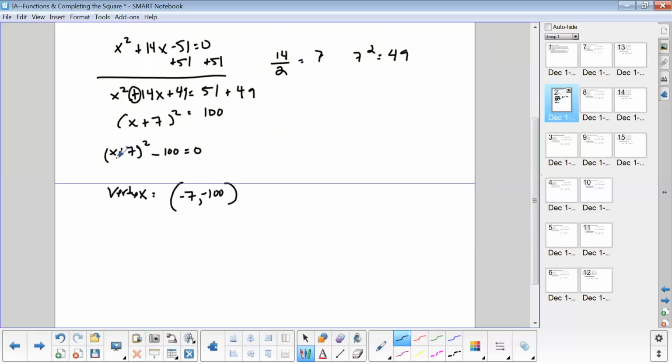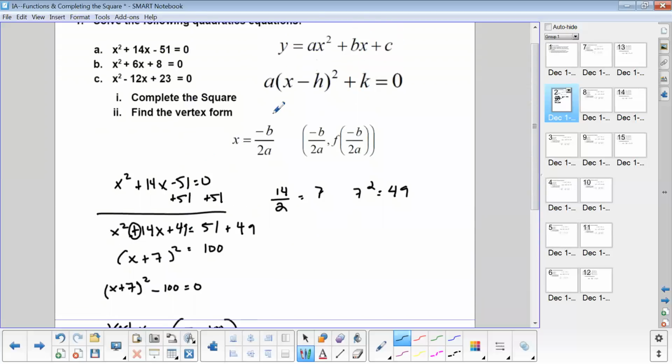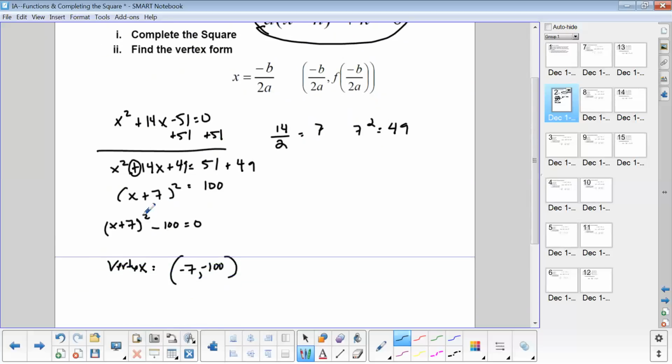And remember, since we have x plus 7, that meant that in our formula h had to be a negative, because when you subtract a negative, you're going to get a positive. So anytime you see the expression when you're looking at vertex form and you see the positive or an addition sign, then we know that the h value had to be negative.